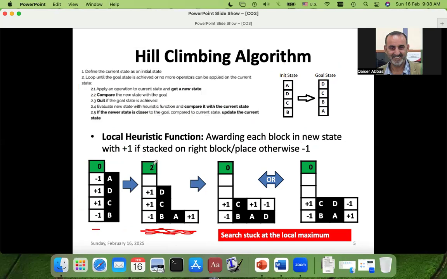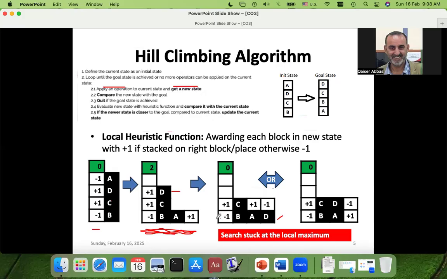Now again, it is still not a goal. Then what will the algorithm do? It will get a new state. How can we get it? By applying an operation. What is the operation? Movement. So then I will move this D down in the next step.